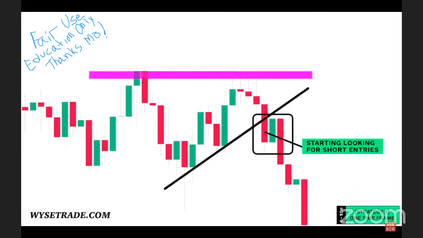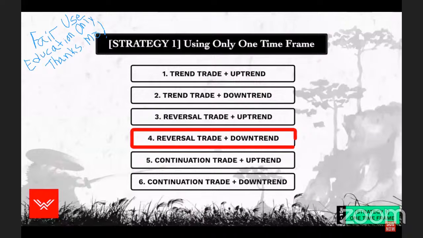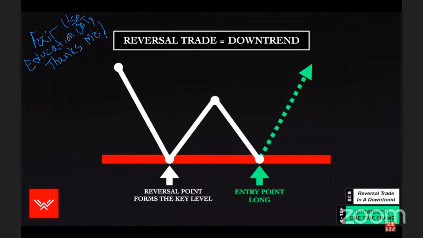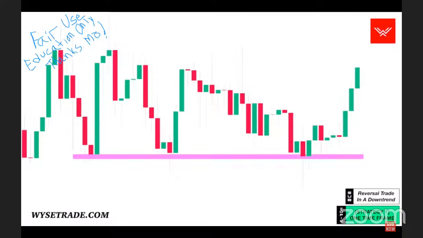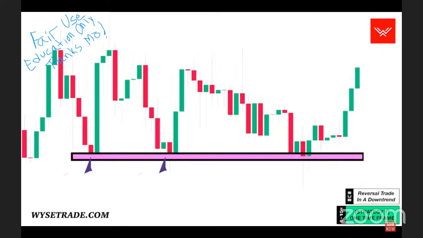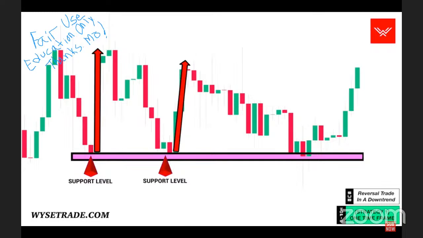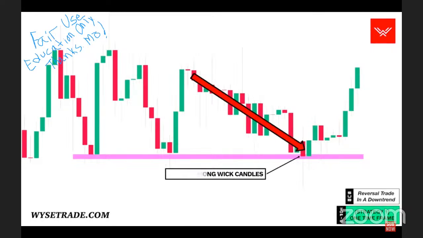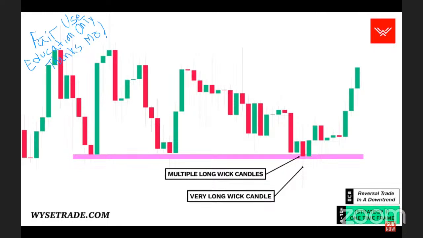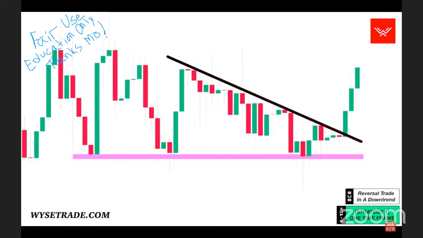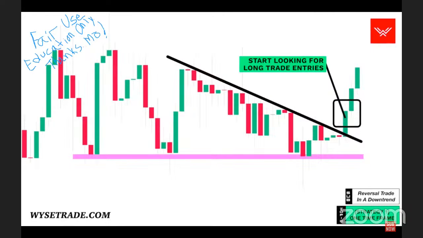So going in the opposite direction. A reversal trade in a downtrend. Here's the anatomy of the variation. Now on the charts, you have your key level of support because of these two reversal points here. As price reached the level, you had multiple long wick candles, including a very long wick candle. This setup here allowed for a trend line to be placed like this. Once you had your breakthrough and above here, the reversal is confirmed. And then that is when you would take a long trade entry.